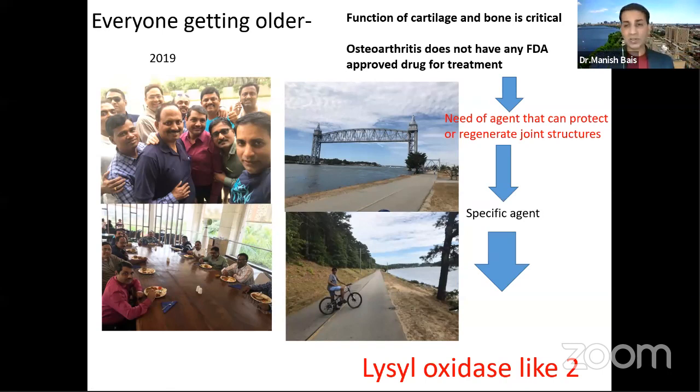Joints are made up of cartilage and bone. So we started working on an agent which can regenerate cartilage, or prevent aging-related diseases. And we came up with a specific agent called lysyl oxidase-like 2. So this is another story, from cancer to cartilage regeneration and bone regeneration.